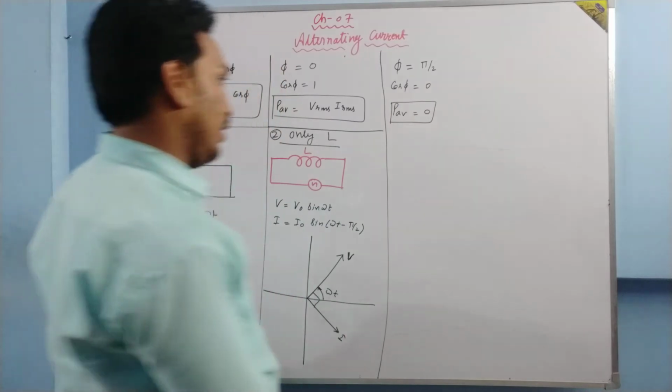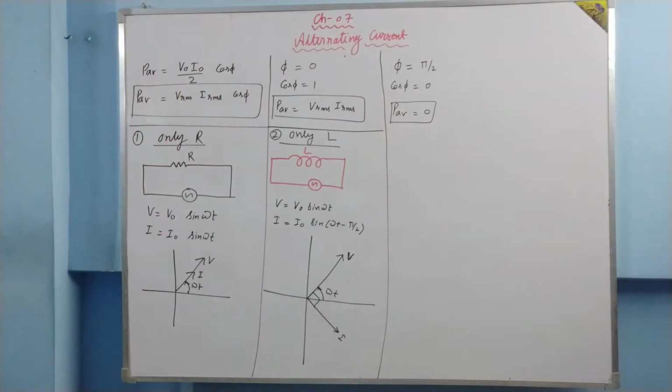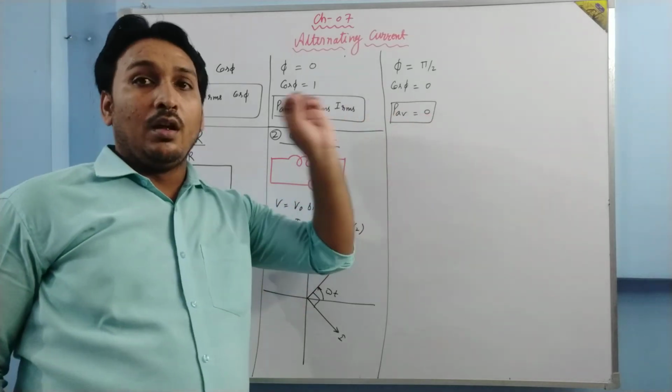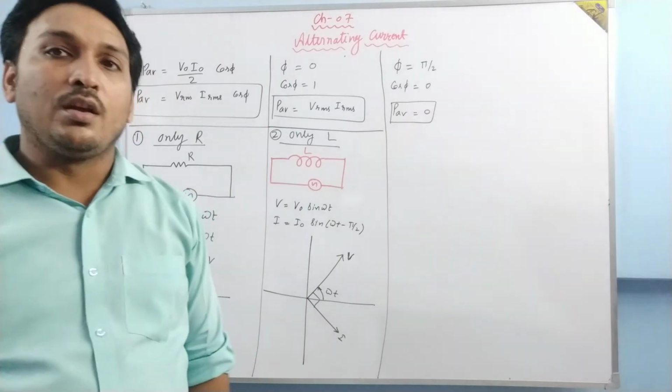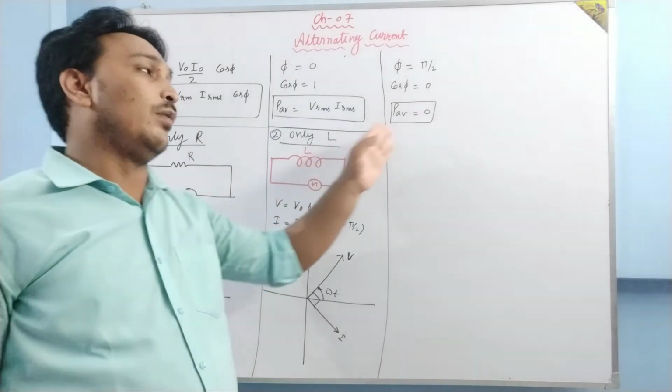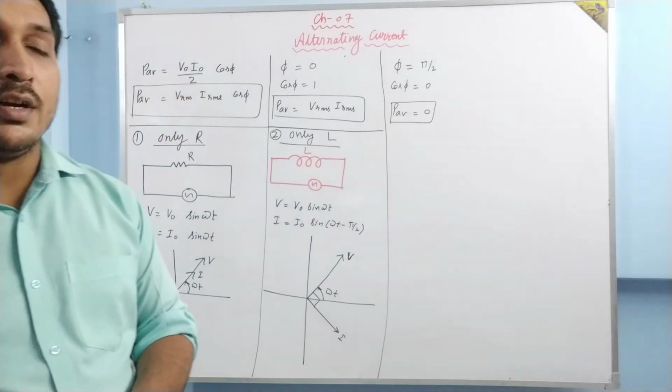Means through an ideal inductor AC consumes, on an average, no power. For an ideal inductor, AC consumes no power on average, if we calculate the average. Okay, there is no power consumed by the inductor.